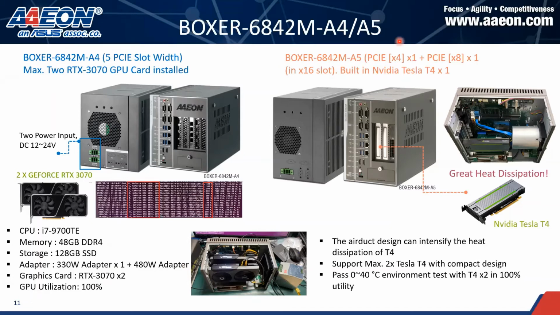And the right-hand side is the Boxer 6842N A5. This one was recently released on our products page. It comes built in with the NVIDIA Tesla T4. If you can see the picture here, the Tesla T4 actually does not come with a fan. So it's very important for the system design to be done well with the fans. Otherwise, you will have a problem with heat dissipation.